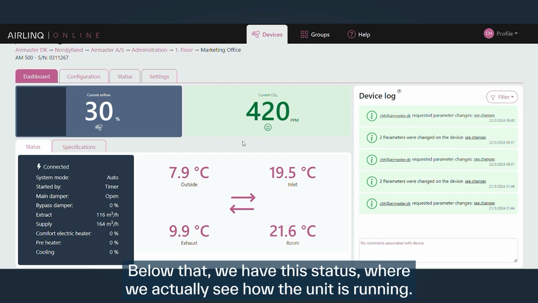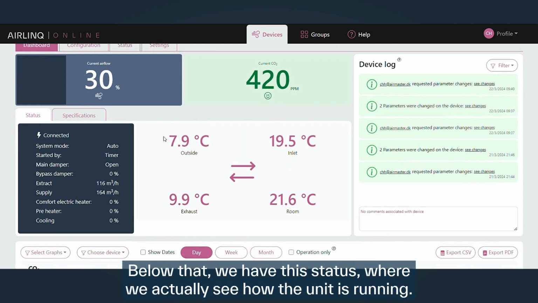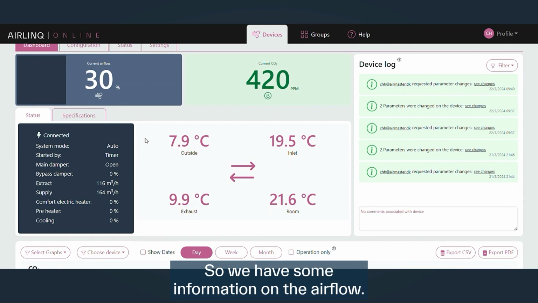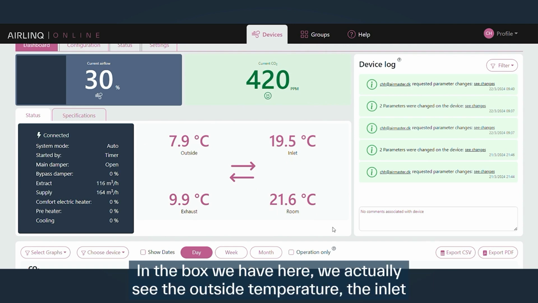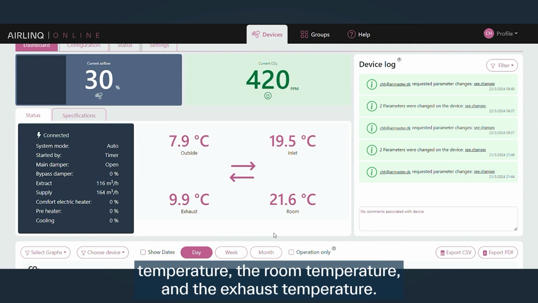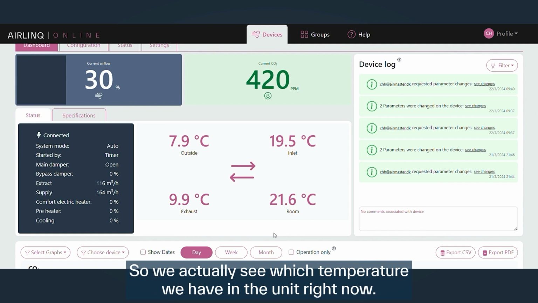Below that we have this status where we actually see how the unit is running. So we have some information on the airflow, is there any form for heaters which are active, and in the box we have here we actually see the outside temperature, the inlet temperature, the room temperature and the exhaust temperature. So we actually see which temperature we have in the unit right now.